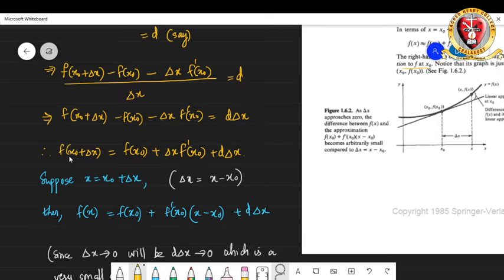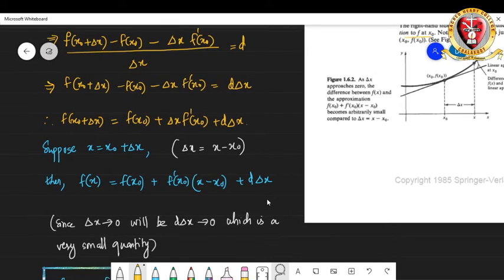Okay, suppose this x naught plus delta x is equal to x, you can take it like that. Then delta x will be x minus x naught, rearranging this. So you substitute them in this, you get f of x is equal to f of x naught plus f dash of x naught. Instead of this delta x, you are substituting x minus x naught, and instead of this delta, you keep it like that. Okay, you need not change this delta.